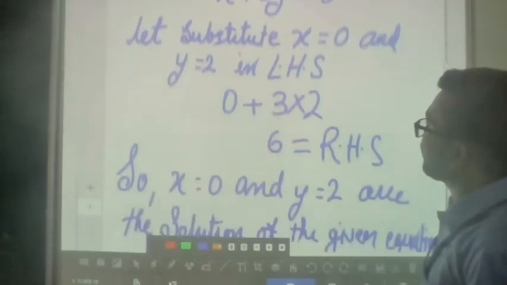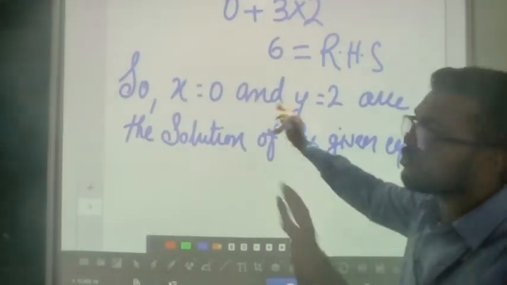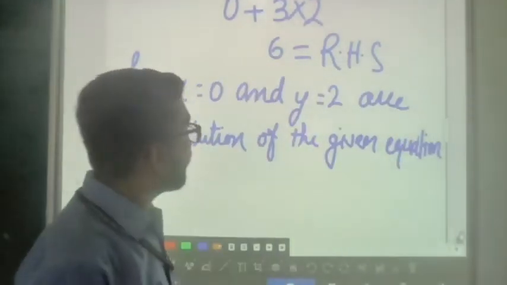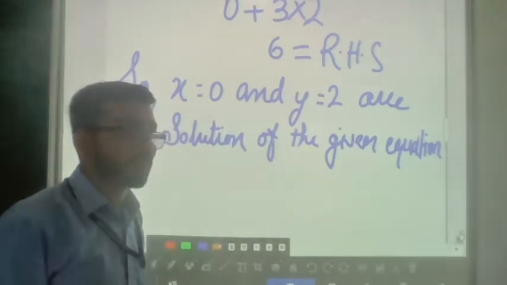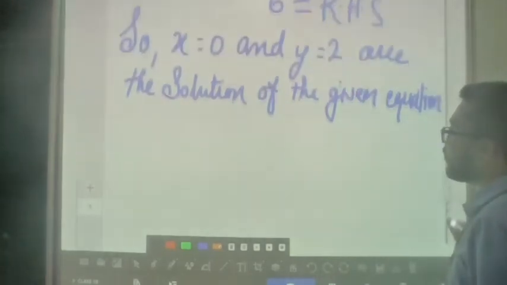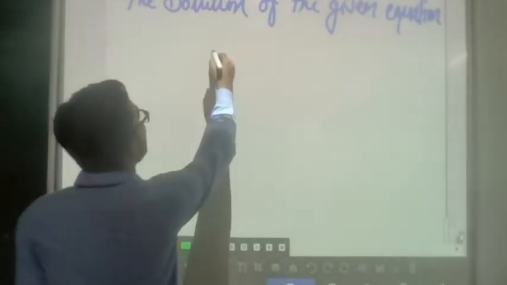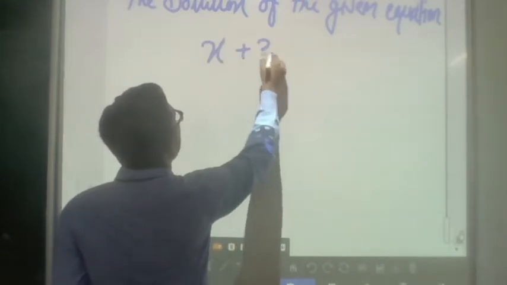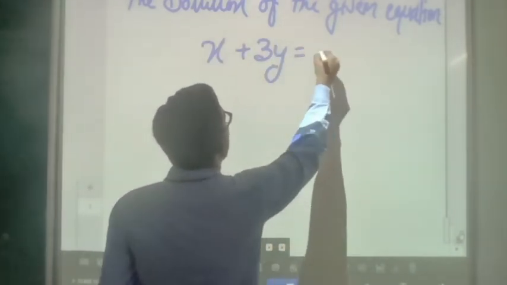Okay. So I have written x is equal to 0 and y is equal to 2 are the solution of the given equation. Suppose we take x is equal to 1 in this equation x plus 3y is equal to 6.